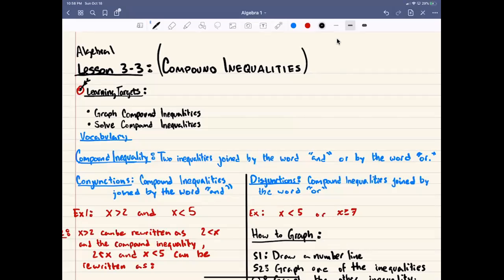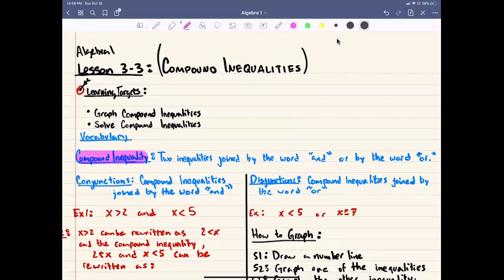Okay? Today's lesson is going to be lesson 3-3-3, compound inequalities. Our learning targets for today are going to be to graph compound inequalities and to solve compound inequalities. Okay? Before we begin, we have some vocabulary I want to go over. We have the following words here.